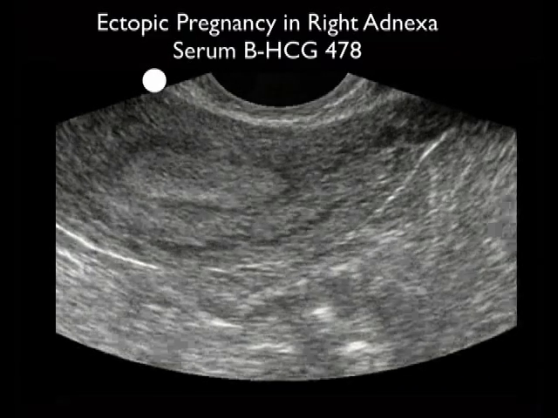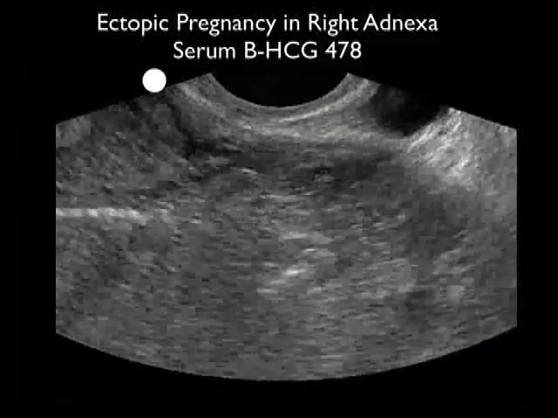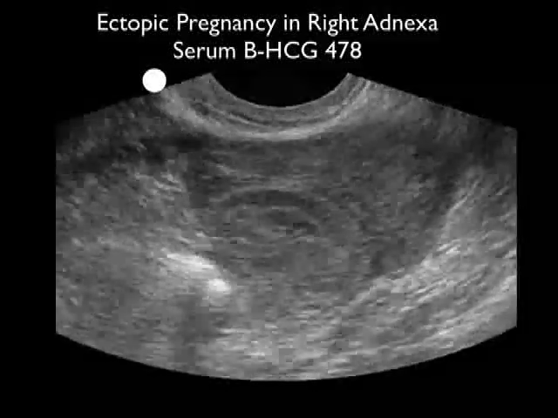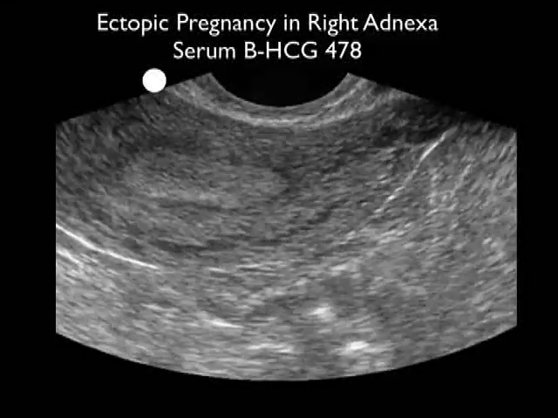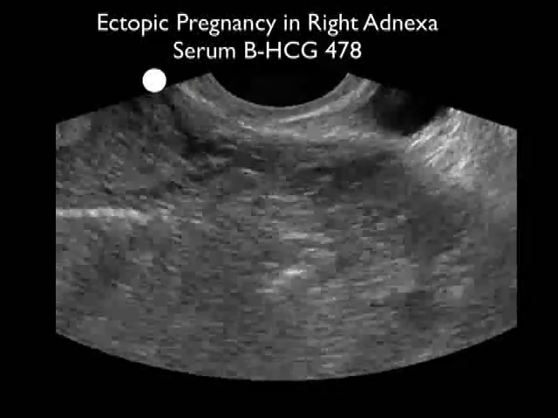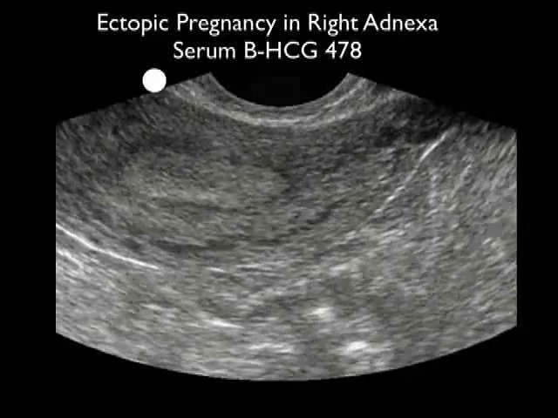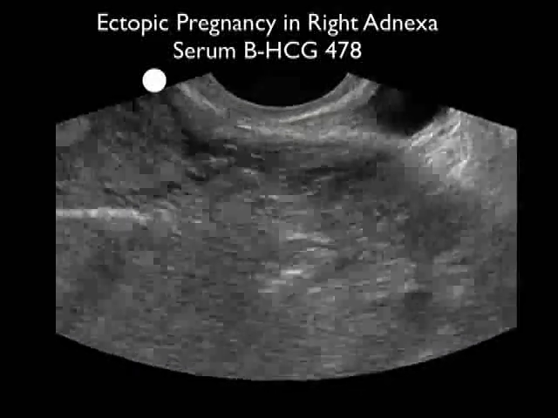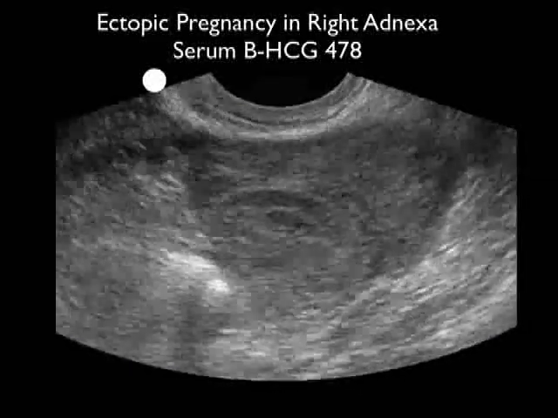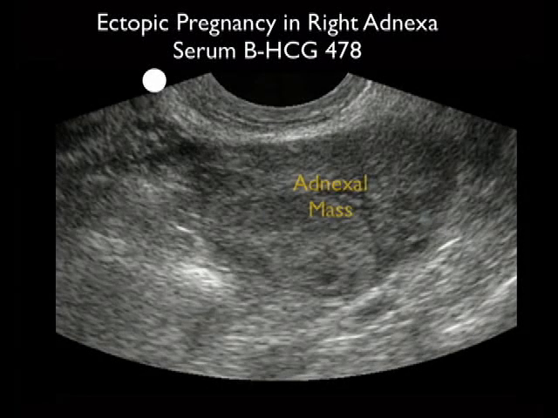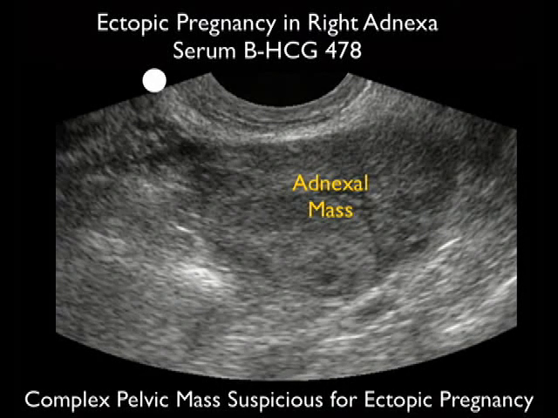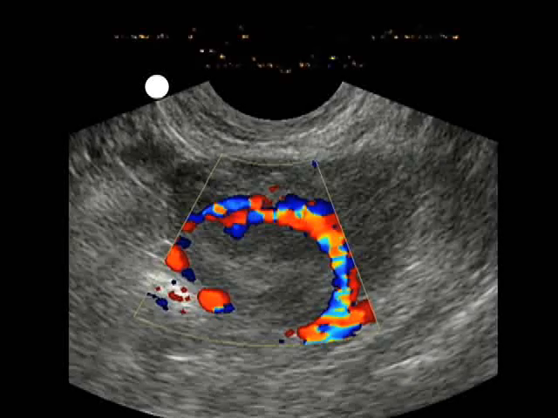Here's another patient with an ectopic pregnancy and a different presentation of ectopic. We're scanning here from the more midline uterus as shown there to the left, out to the right adnexa. And as we scan out to the right adnexa, we notice the presence of a complex pelvic mass. Notice also the relatively low serum beta-HCG in this case at 478. So a complex pelvic mass with an absence of an intrauterine pregnancy, very suspicious for an ectopic pregnancy.